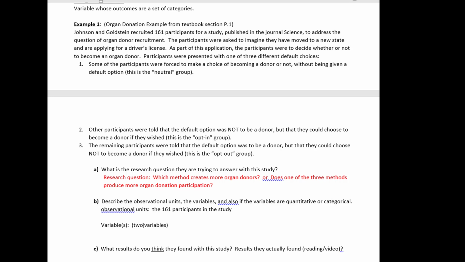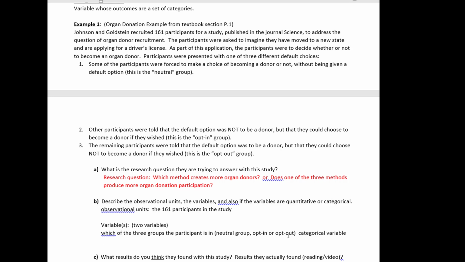The first piece of information you would write down about one of the participants is which of the three groups they were in. That is the neutral group, the opt-in group, or the opt-out group. And that, of course, would be a categorical variable because it's not a number you're writing down. You're writing neutral group or opt-in group or opt-out group. Which category does this person fall in? So it's a categorical variable. Each participant would have their own category they fall in.